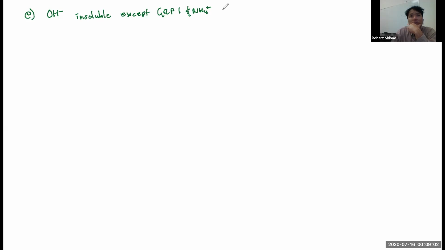Group 1 and ammonium and calcium, strontium, and barium. So what this means is calcium hydroxide is soluble. Strontium hydroxide soluble, barium hydroxide soluble, sodium hydroxide, lithium hydroxide, cesium hydroxide, ammonium hydroxide, those are all soluble. Everything else is insoluble. So if I had magnesium hydroxide, insoluble, calcium soluble. If I had aluminum hydroxide, insoluble, lead-2 hydroxide, insoluble. So pick any. Chromium-3 hydroxide, insoluble.